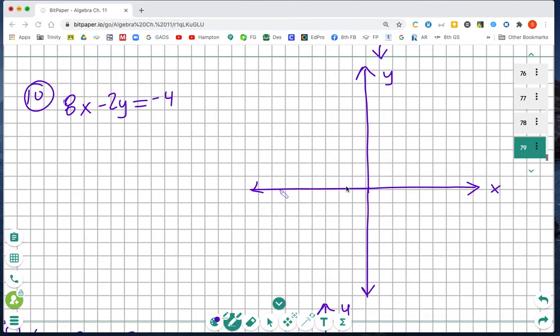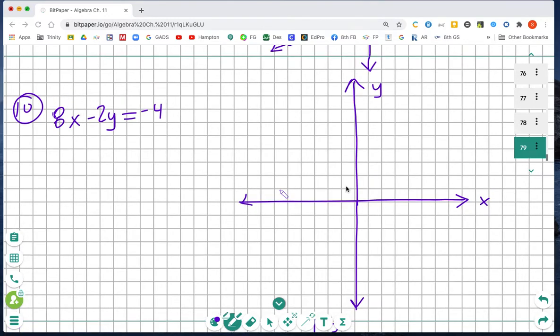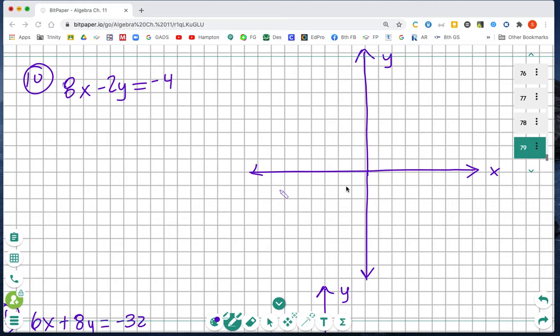This equation is not in slope-intercept form, so I need to put it into slope-intercept form so that I can graph. So I'm going to solve for y. So I'm going to go 8x minus 2y is equal to negative 4. Keep, change, change. Negative 2y plus 8x is equal to negative 4.